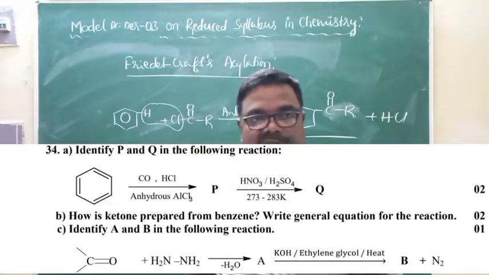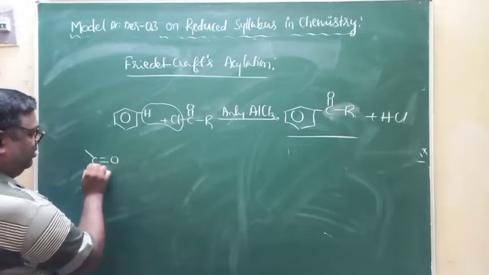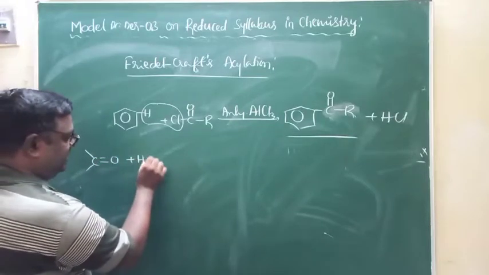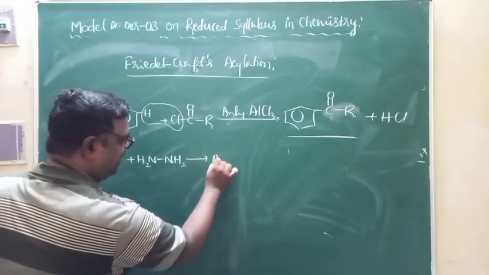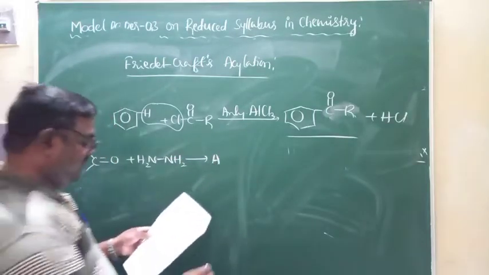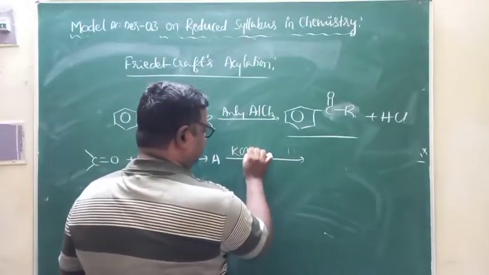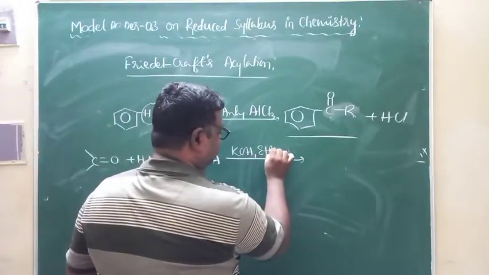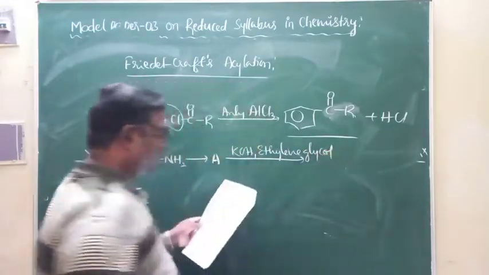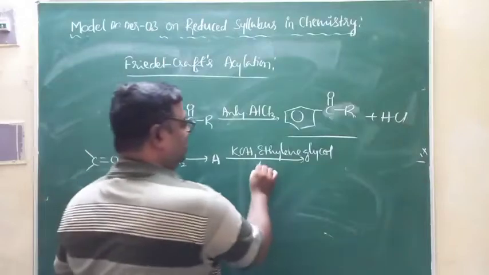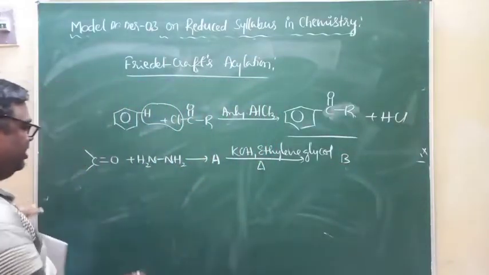Identify A and B in the following reaction. The reaction is given with a carbonyl group. That reacts with hydrazine to form A. Then that product A is heated with potassium hydroxide in presence of high boiling ethylene glycol. On heating, you are going to get B. You are supposed to identify the product B.